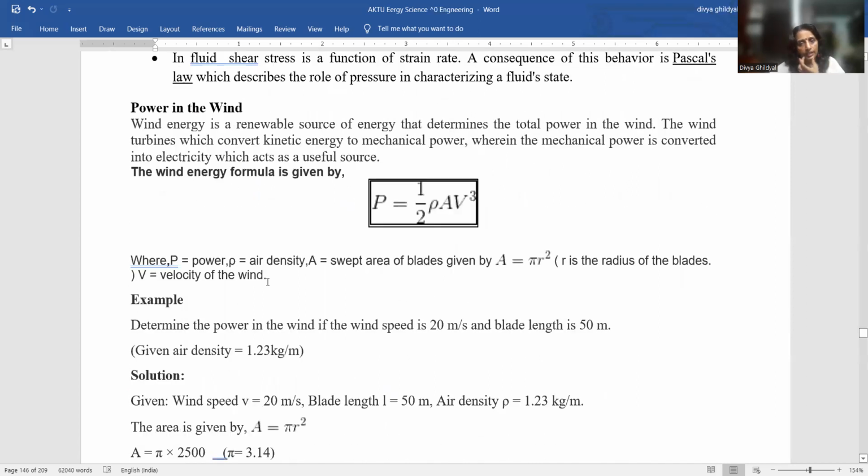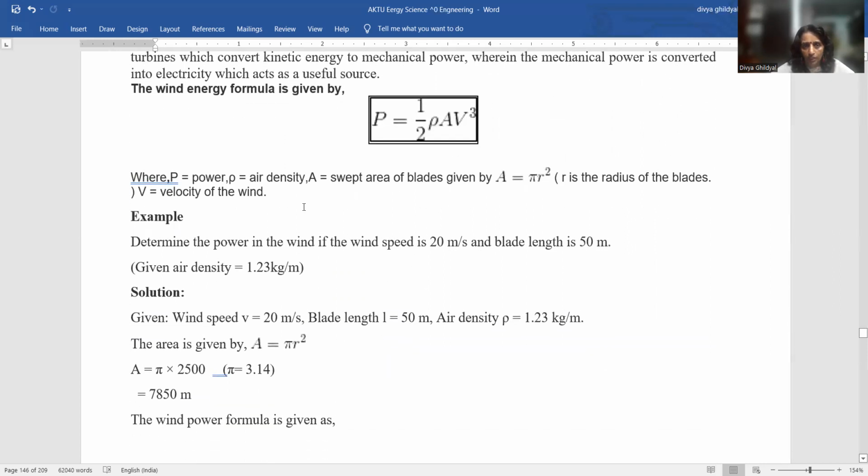The wind energy formula is given by P, that is the power, is equal to half rho A V cube, where rho is the air density, A is the area swept by the blades of the wind turbine, and V is the velocity of the wind. A numerical has been asked on this formula. Determine the power in the wind if the wind speed is 20 meter per second and blade length is 50 meter. Given air density is 1.23 kg per meter cubed.